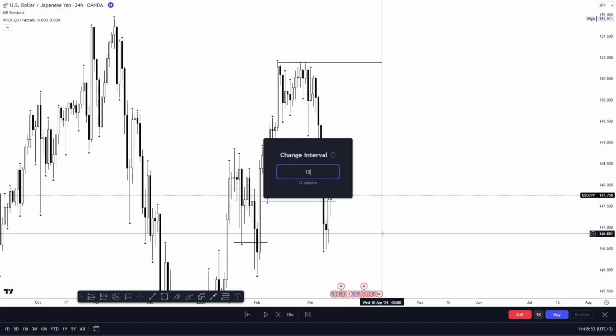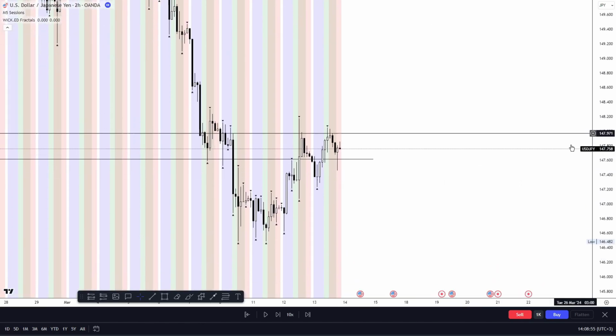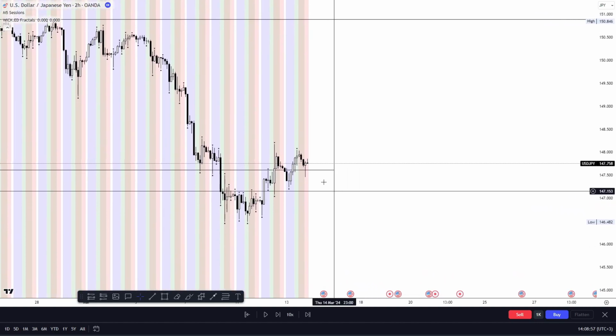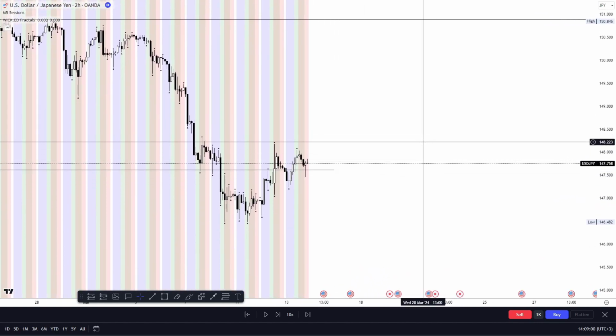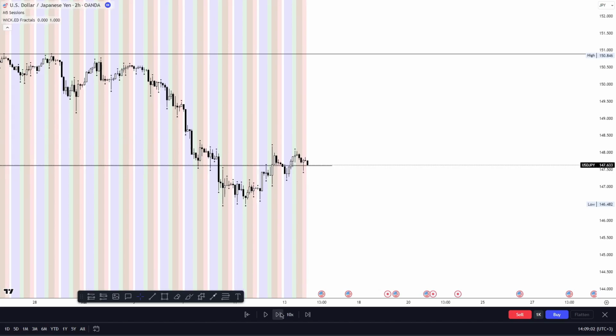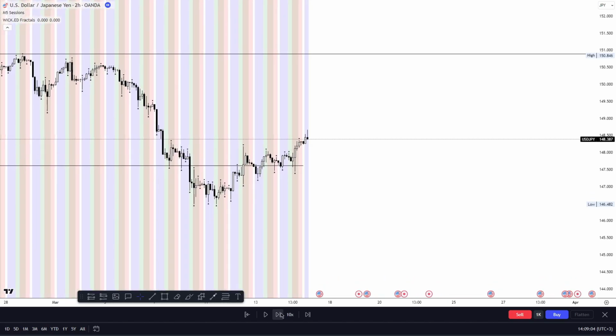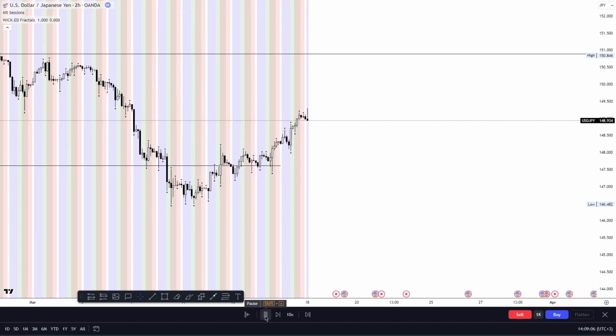And I took one position here, and I got break even, unfortunately, and then price reached my target, but sometimes that happens.